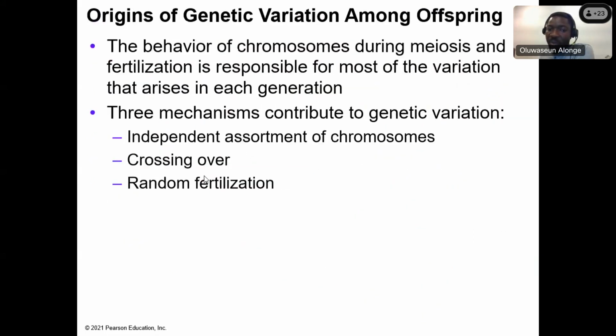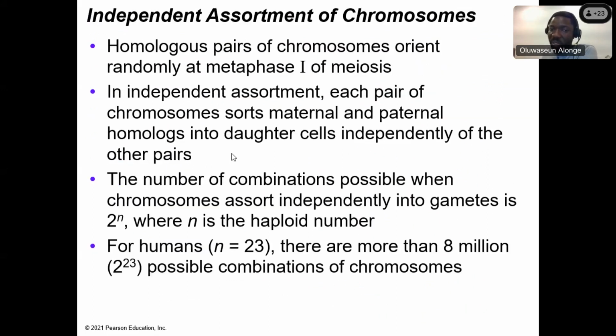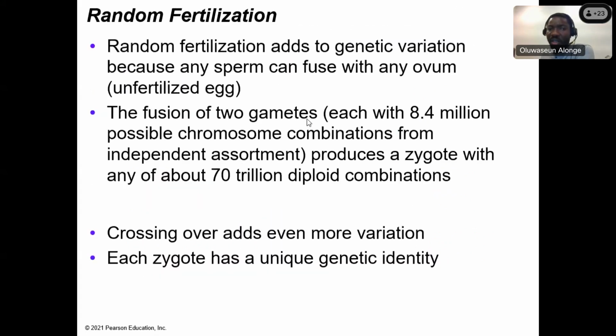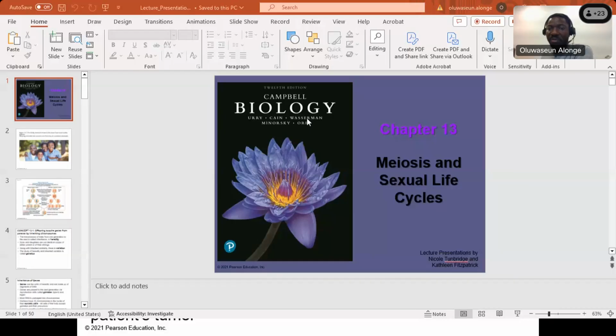So that happens, then crossing over, of course, which leads to recombination, and then there's random fertilization. All right. So these are explanations of the things I've talked about. Those talk about recombinant DNA. All right. So I believe I'm done now.